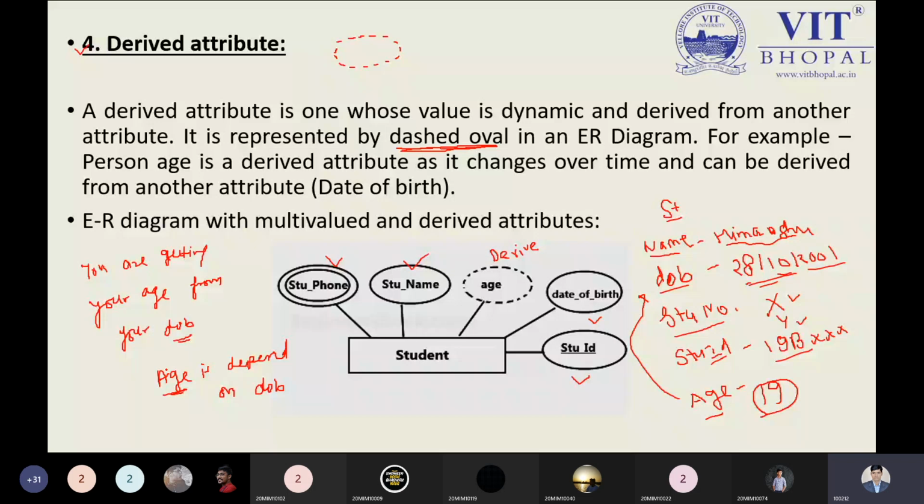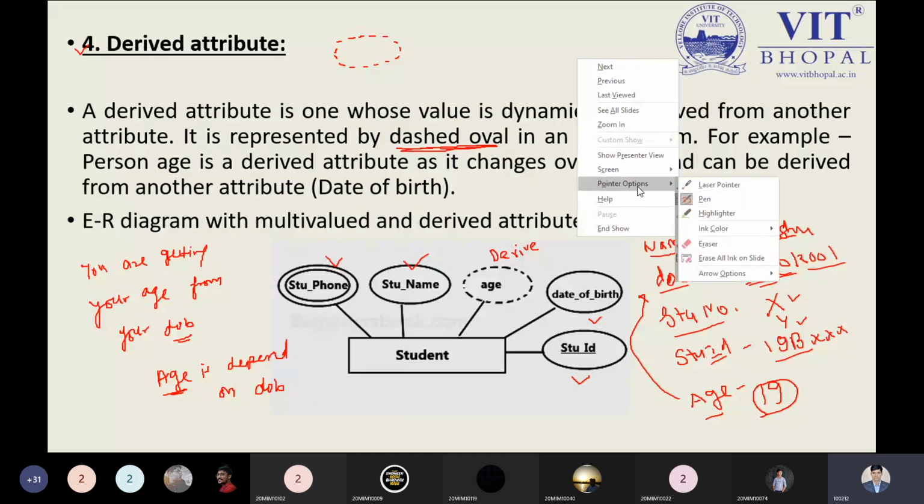And age we have as a derived attribute, and date of birth is what? Date of birth is definitely a normal attribute, so we don't have a problem. But for student ID you will be able to see there is an underline. So that is what actually a key attribute. Okay, so I'm writing over here for better understanding, so you will be able to see all the things for notes purpose.